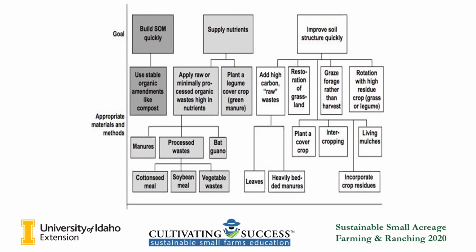It's adding organic amendments. It's taking care of your soil structure. It's resting your land. It's grazing or resting instead of harvesting. It's doing your good rotations, and it's planting cover crops. So just a realistic picture of what goes on when we talk about protecting and growing healthy soils.